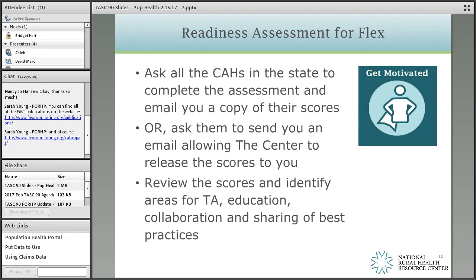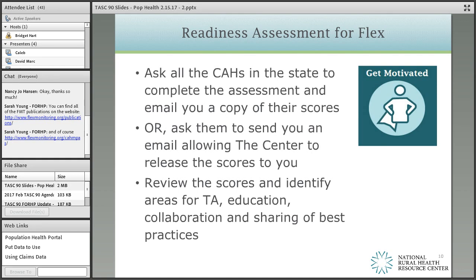So this gives you an ability, if you have the scores for a group of your hospitals, to identify areas for technical assistance, education, collaboration, and sharing of best practices within your state. You may find across your hospitals that data collection and data analytics were scored quite low, or that it's more the workforce and cultural understanding of population health.